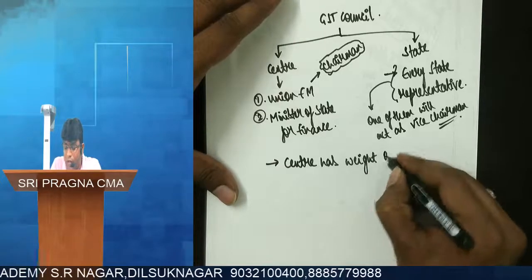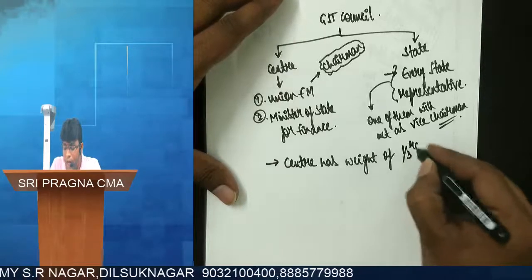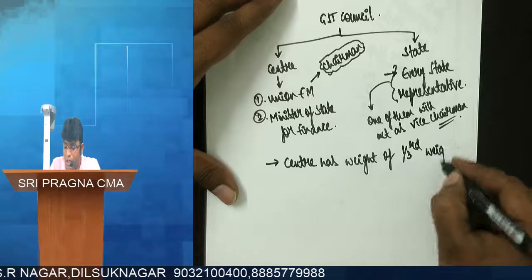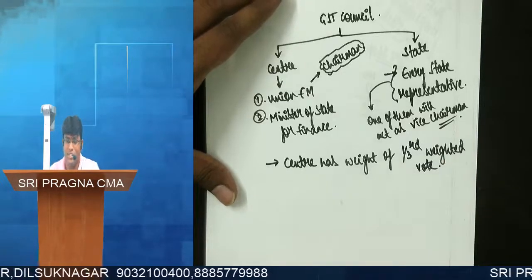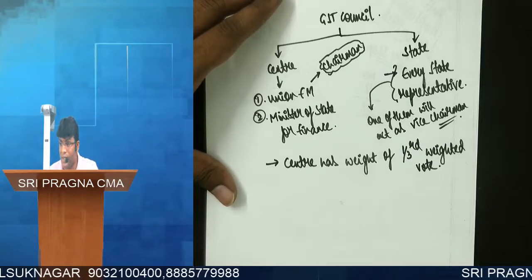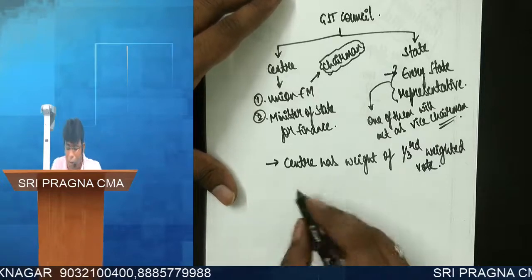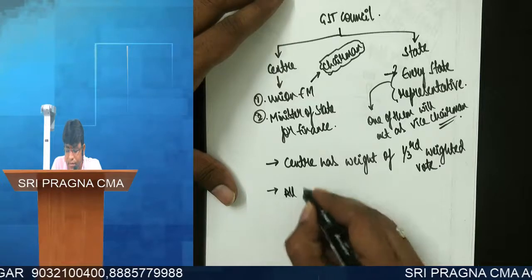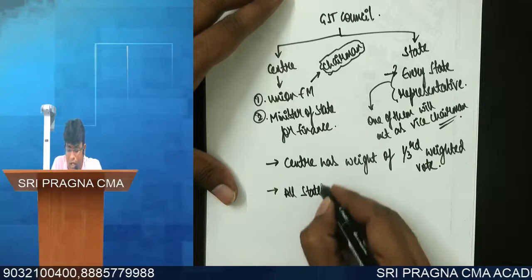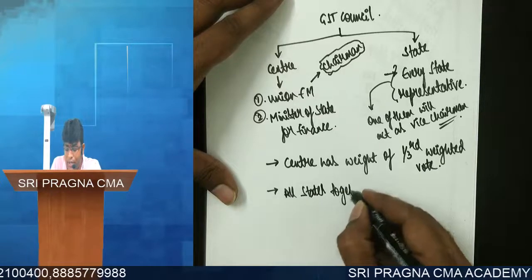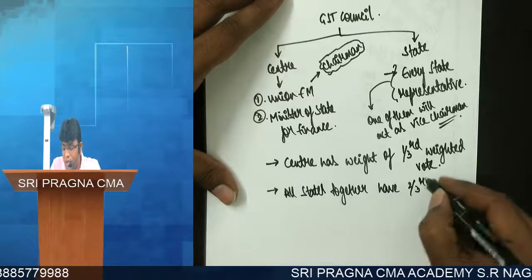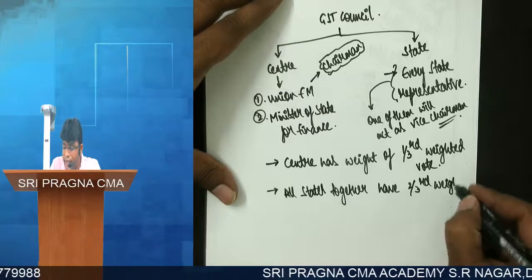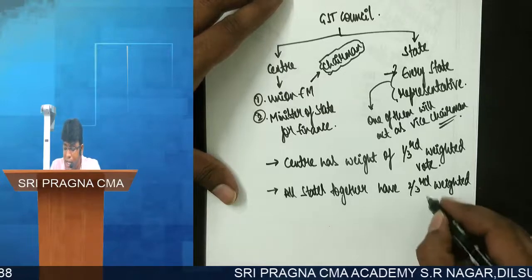Center has a weight of 1/3 weighted vote. Listen, first listen, two minutes. This is a very interesting concept. Listen carefully. Center has weight of what? 1/3 weighted vote. All states together have 2/3 weighted vote. Listen, first listen, I'll give time to write.